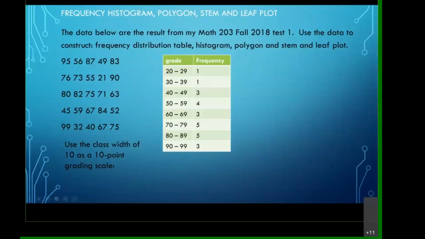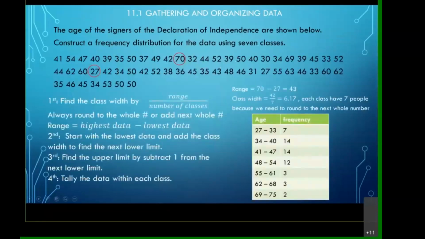The difference between this problem versus the previous one is that previously they asked you to find the class width, so you had to use that rule. In this next problem, I tell you what the class width is, and I tell you how I want the classes to be, in the sense of 20 to 30 to 40 to 50 to 60 and so on. That's the difference between the two.